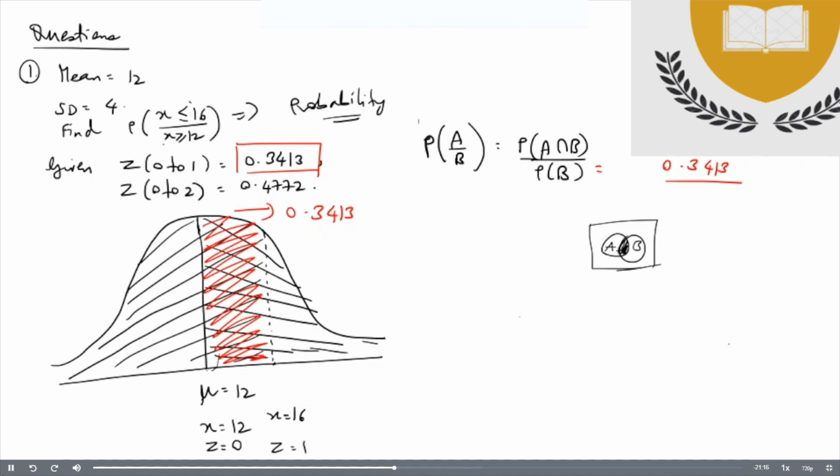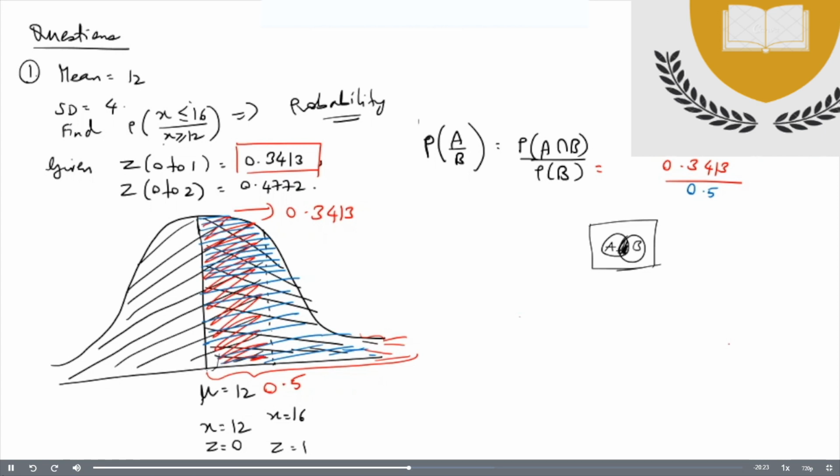P of B is equal to what? Now B is x greater than or equal to 12. X greater than or equal to 12 means it is going to be the value to the right side of the graph. So x more than 12 means it is going to be this area. The whole area is 0.5. This whole area I will shade in blue. Try to understand, it is the area to the right of the midpoint. So that is nothing but 0.5. We already know that it is 0.5. So simple, just replace in the formula. So 0.3413 by 0.5. This is my value and I will find it out now.